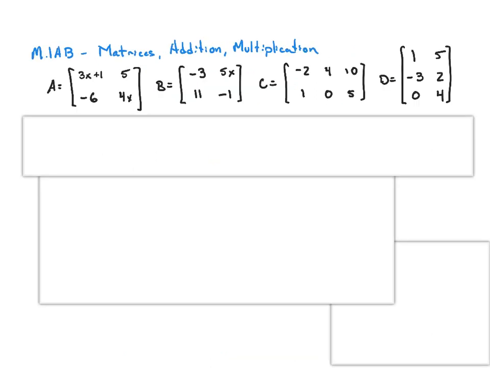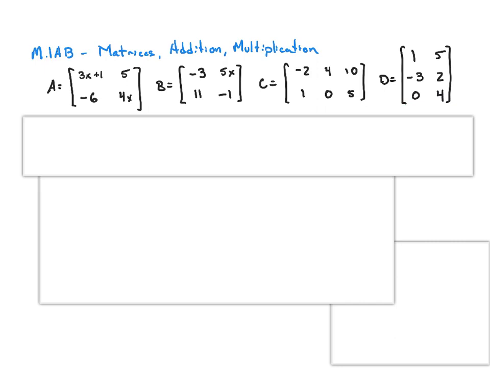All right, moving on. Now let's take a look at some matrices. Here are examples of 4 different matrices, A, B, C, and D. And you see that matrix A and B both have entries that have an unknown in them versus C and D, which are just our numbers.